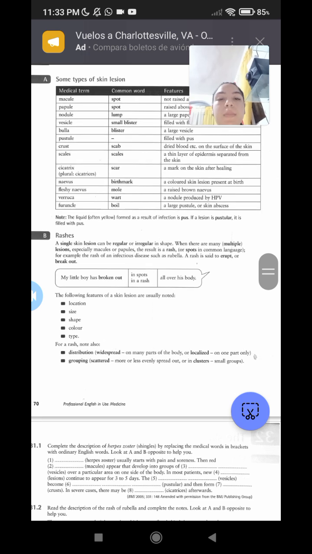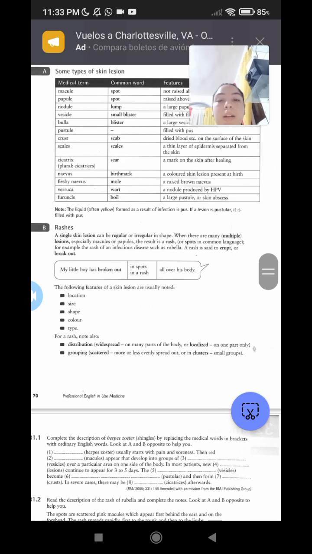A cicatrix is a scar, a mark on the skin after healing; the plural is cicatrices. A naevus is a pigmented skin lesion present at birth. Warts are small raised brown lesions produced by HPV, formed by enlarged papillae of the skin.